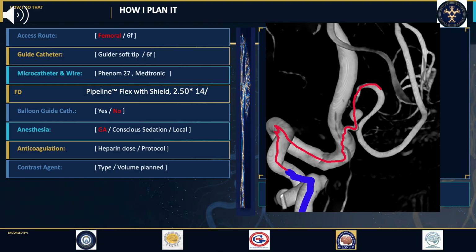Vascular access. Vascular access is obtained via the femoral artery using a 6F arterial sheath.